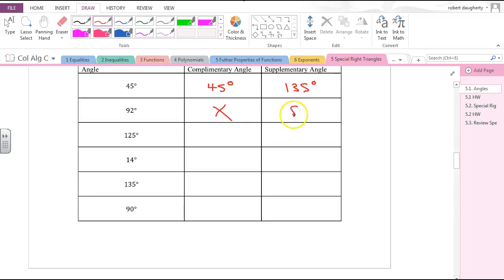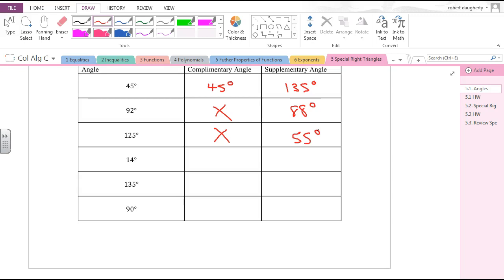88, because that adds to 180. 125, there is no complementary angle. The supplementary angle, what do I add to get to 180? 75? Sorry, no, it's not 75. Bad math. 55. You add 55 and 125, and that gives you 180.